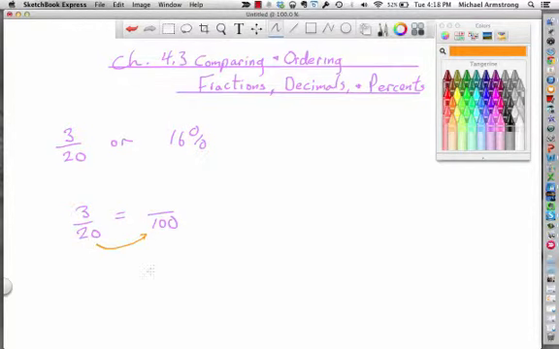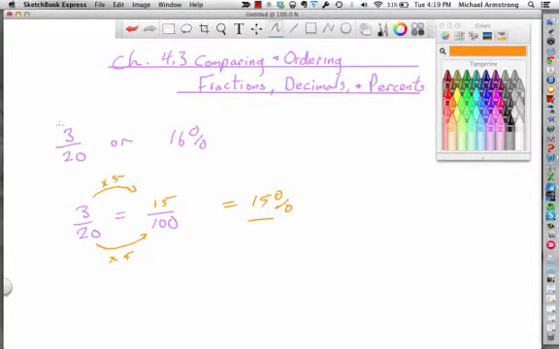So how do I change 20 into 100? I multiply by 5, right? 5 times 2 is 10, so 5 times 20 is 100. And then we're going to multiply the 3 by the same thing. 3 times 5 is 15. So 15/100ths is the same as 15%, which means that 3/20ths is the same as 15%.